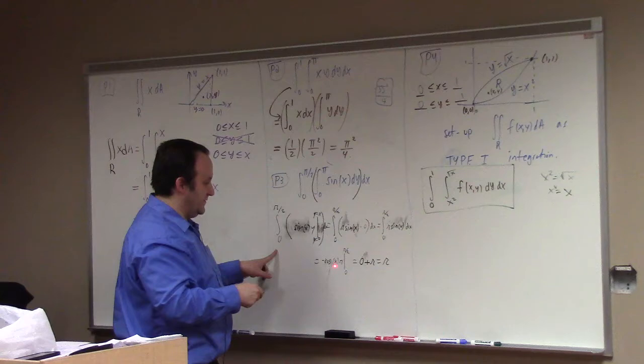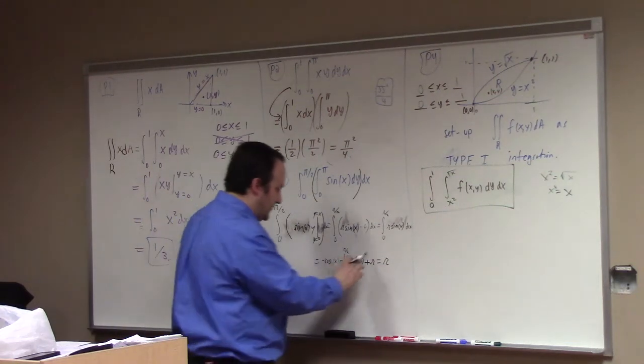So let's see here. Cosine of 0 is 1. So that's why we've got minus, but minus a minus gives me a plus. That's a pi. And cosine of pi over 2 is 0. So yeah, these are pi's.